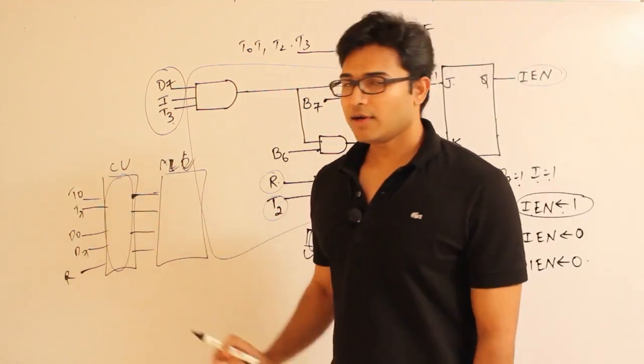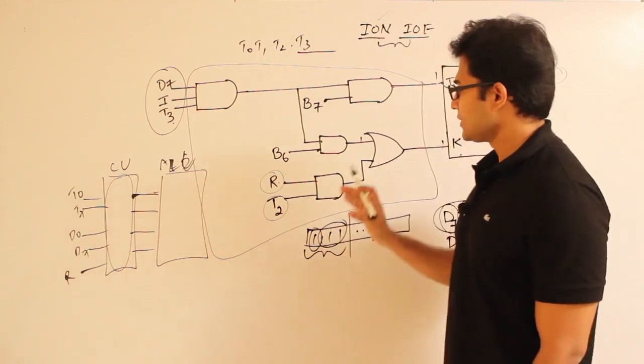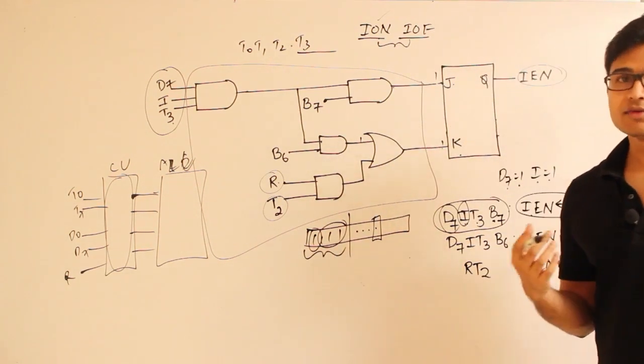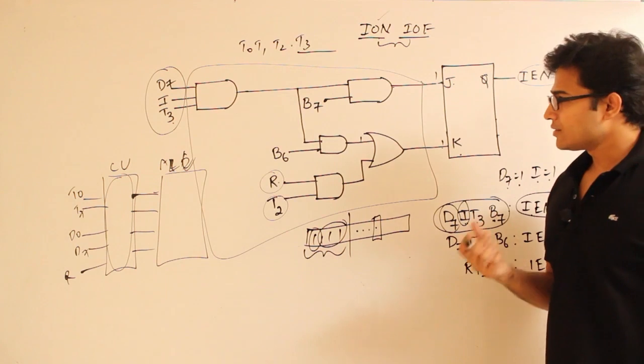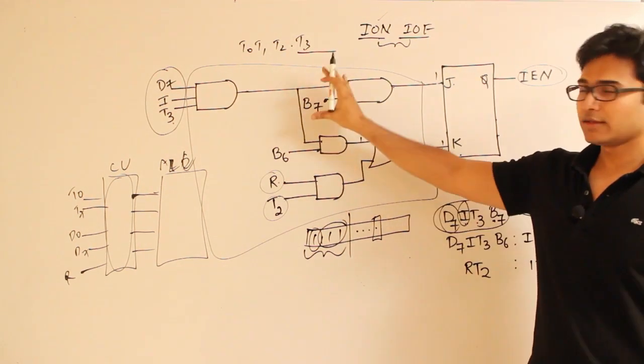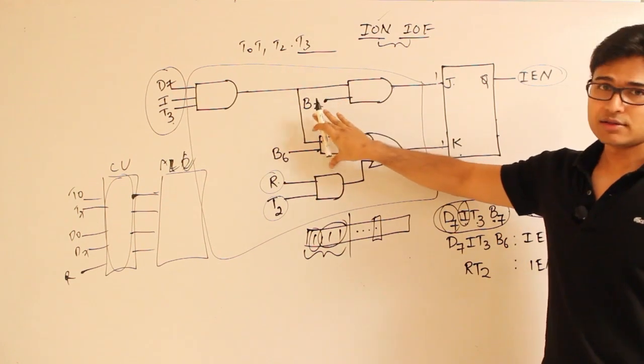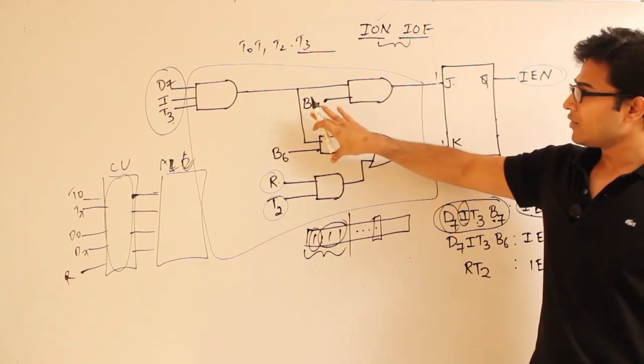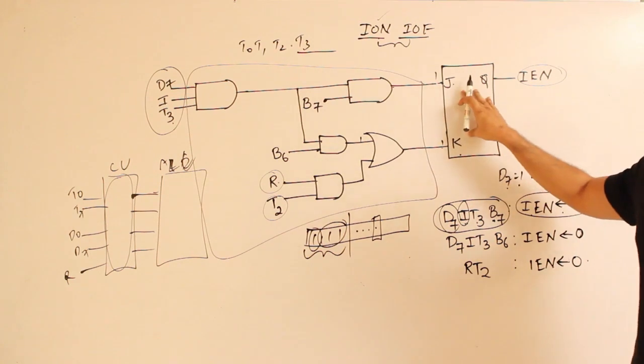Got it? Now the advantage of this hardware control unit design is it is very fast. Generally hardware is very fast, isn't it? But the disadvantage is it is not flexible. So once you have designed the hardware like this, and once this is integrated in the circuit, then you cannot change the operation of this particular gate.